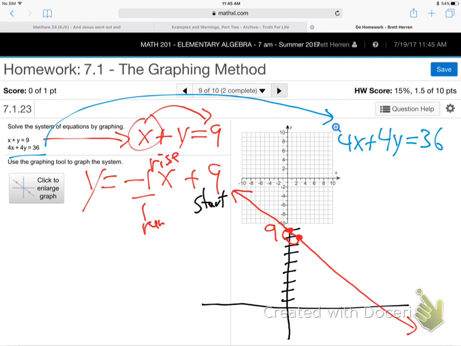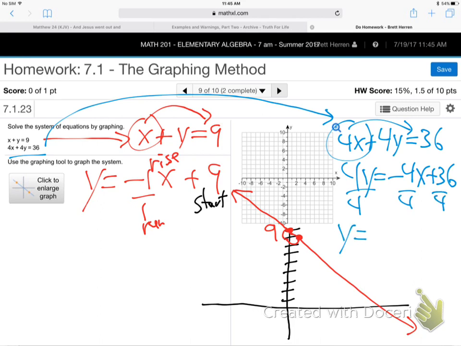Okay, let's do the blue one. Did you guys already notice something? Grab the 4x, jump it to the other side. Be minus 4x. Divide through by 4. Y is minus x plus 9. What do you think about that? They're the same, aren't they? They're exactly the same equation. So it's going to be the same line. It's going to start at 9, go down 1 over 1. The blue line is going to be right on top of the red line.